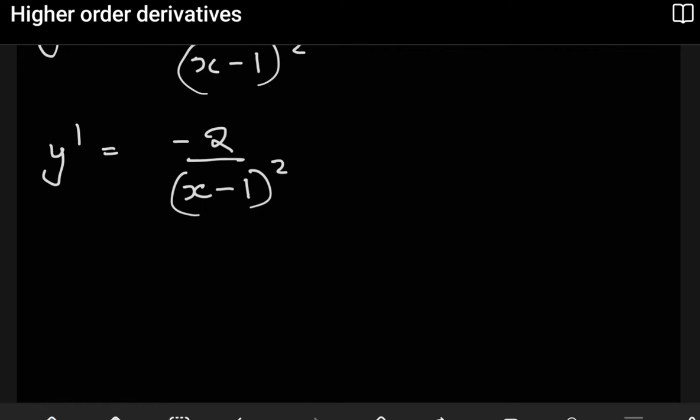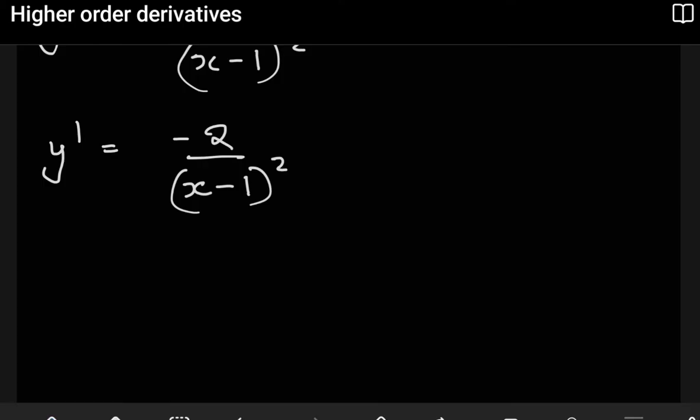So how do we do that? Well, for this one, we no longer have to use quotient rule. It can work, but there are easier methods. So we're going to use indices again to rewrite this expression as 2, then x minus 1, to the power minus 2. So that's the expression we're going to differentiate.